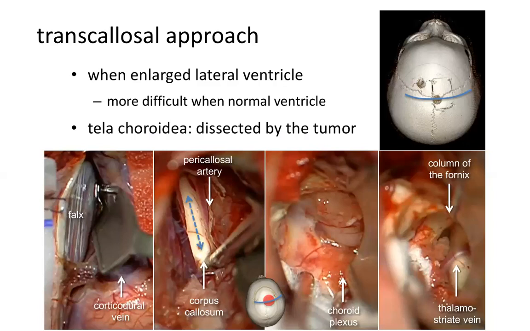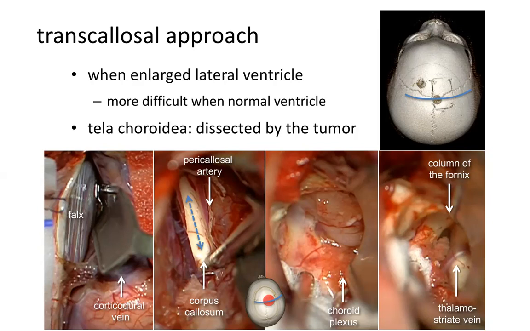So this is how we do the transcallosal approach. We do a small flap on the midline, straddling the coronal suture, with a hinge on the anterior part of the sagittal suture. It is possible, but more difficult, when the lateral ventricle is of normal size. And we can also dissect the tela choroidea, which is lifted by the tumor.